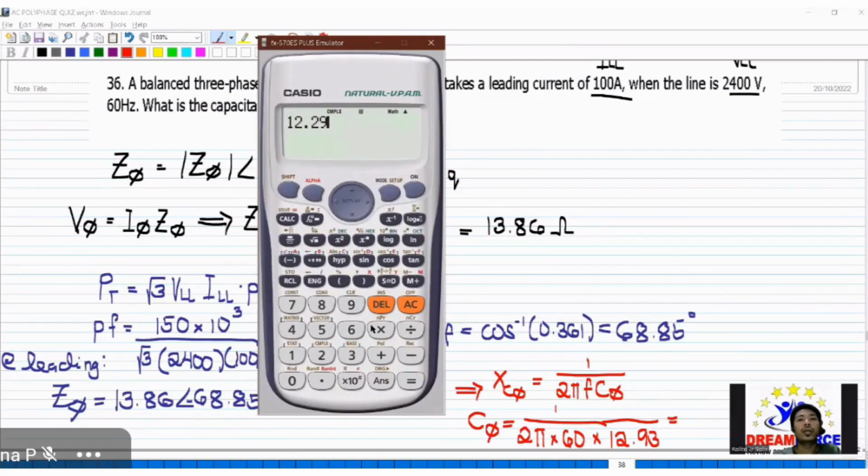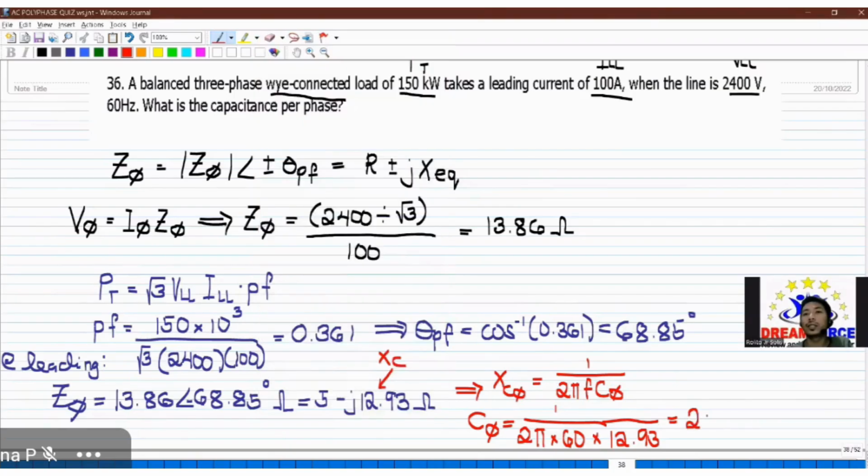Sige, so 12.93. Usual naman ng mga capacitances natin ay naka-micro. So micro, sagot ay 205.15 microfarads. Kung 205, consider. Okay, so yan yung ating answer. Sige po, paki-take note.